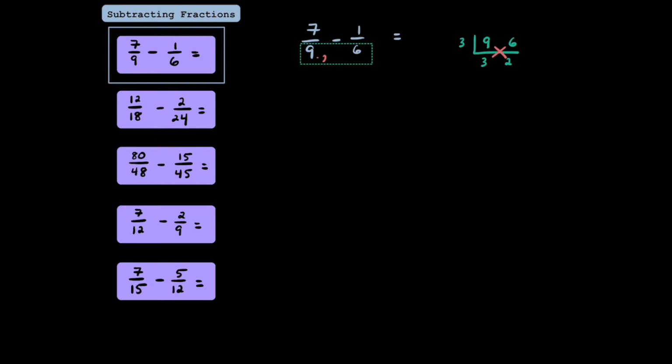That means that 9 times 2 is going to be 18, we'll do that on top, and 6 times 3 is going to be 18, we'll do that on top as well. The rewritten fractions: 7 times 2 is 14, 9 times 2 is 18, minus 1 times 3 is 3, and 3 times 6 is 18. Now that these denominators match, we can subtract 14 minus 3 to get 11 over 18. This would be our difference, or our answer.